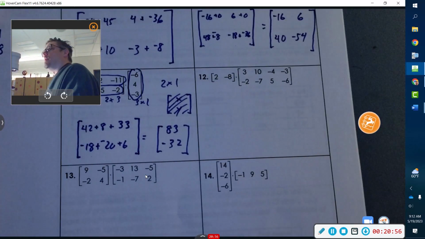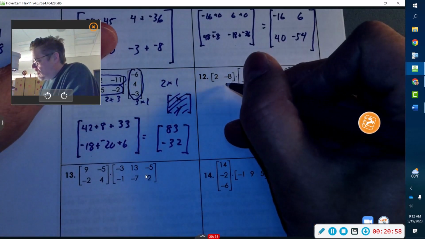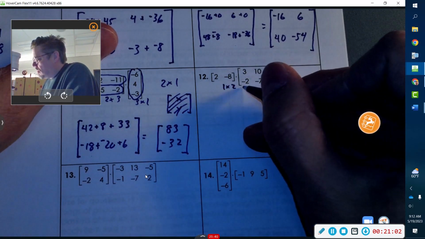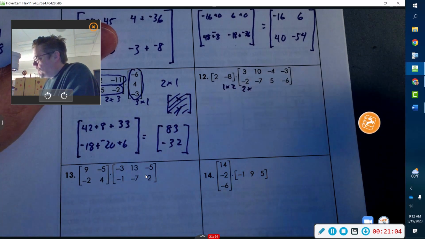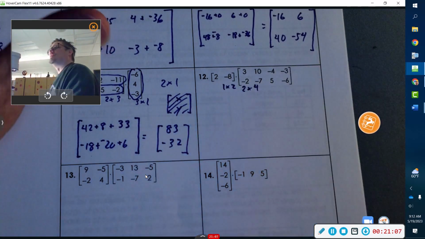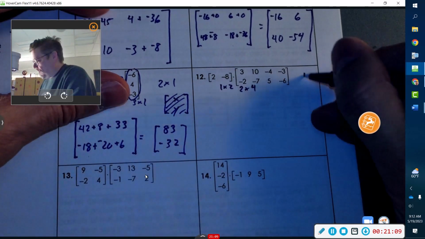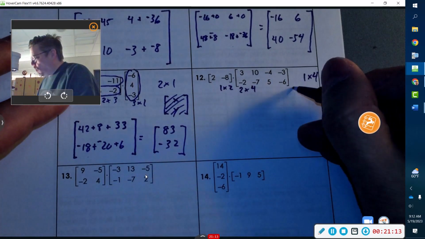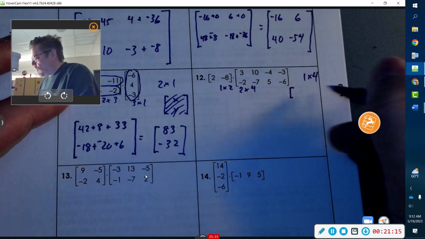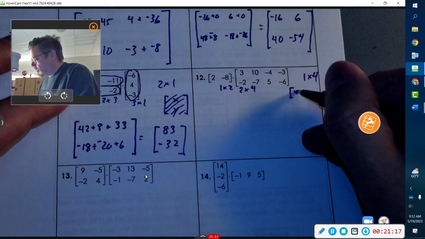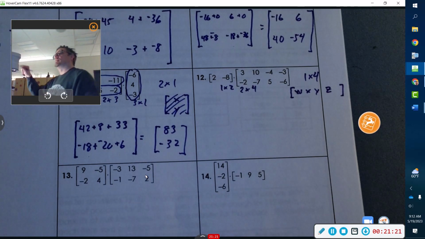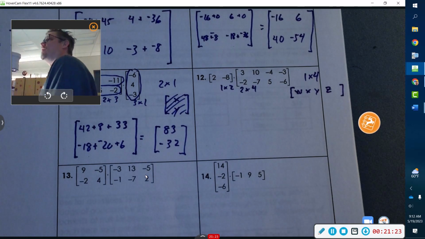Now what about this one? This is a 1 by 2, and this is a 2 by 4. What's my result? A 1 by 4. There we go. So 1 by 4 is going to look like this. You got one row with 4 items. So it'll look like that. You will have a W, X, Y, and a Z. That's a 1 by 4.